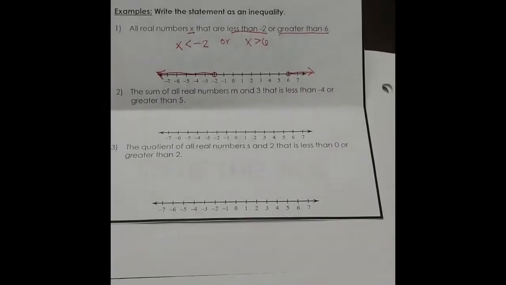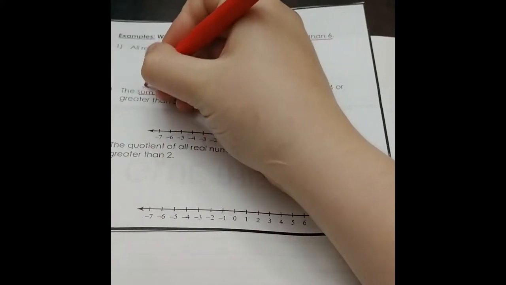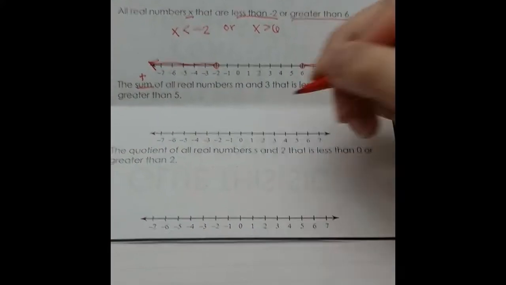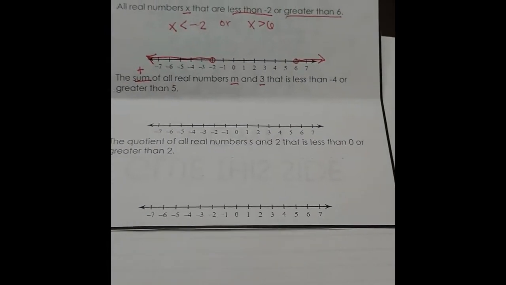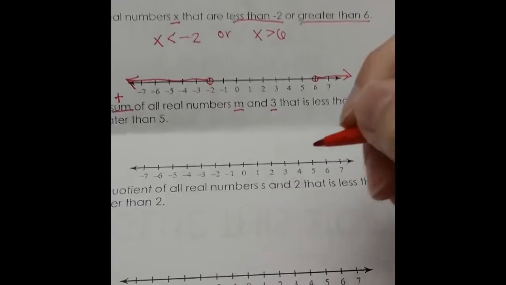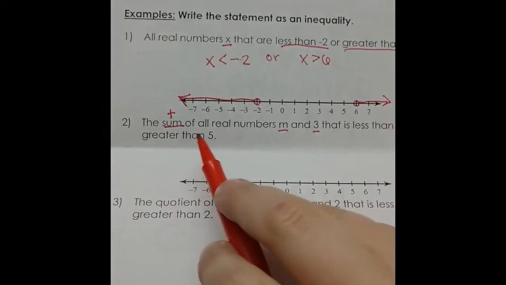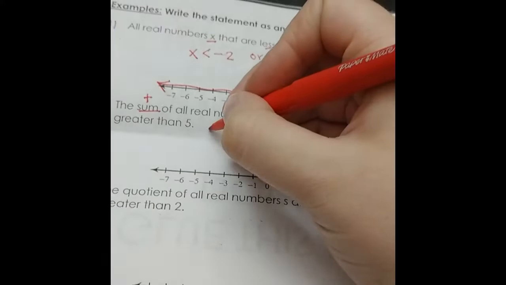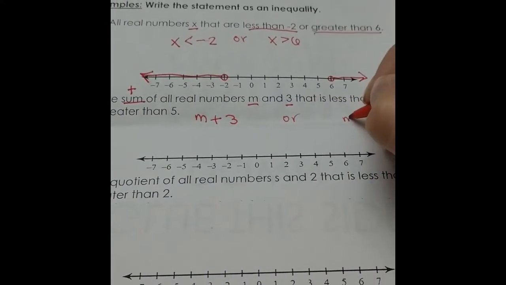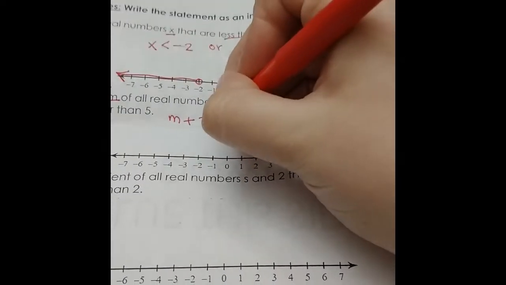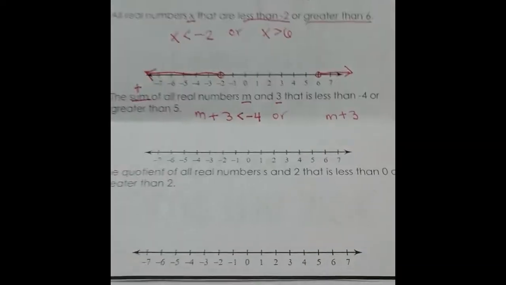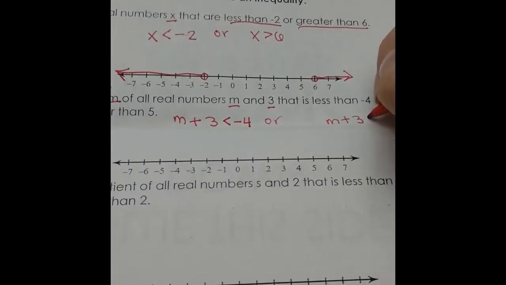Number 2: the sum indicates plus. The sum of all real numbers m and 3 that is less than -4 and greater than 5. So we're going to write this as two separate statements. Sum of all real numbers m and 3 means we're doing m plus 3. So we're going to have m plus 3 on here twice. First case it says less than -4. So we're going to say less than -4. And the second one says greater than 5.